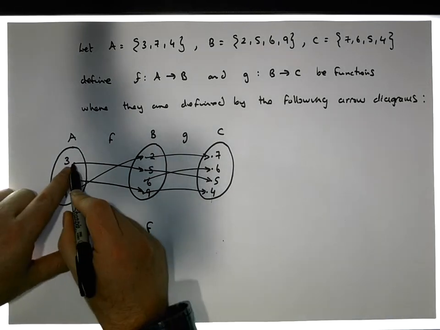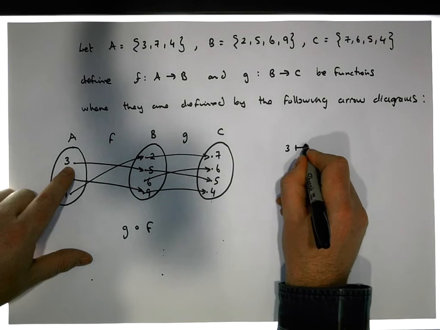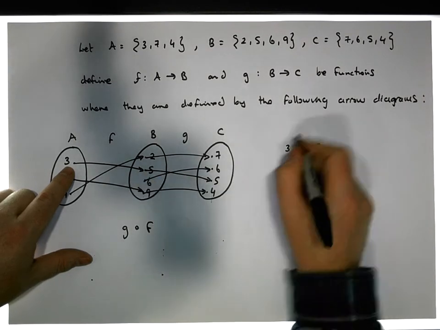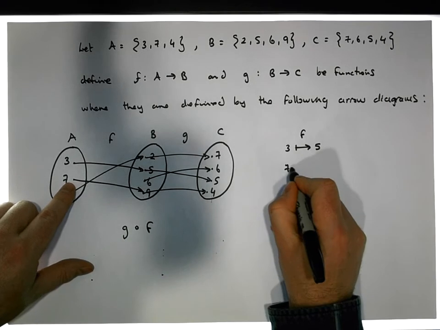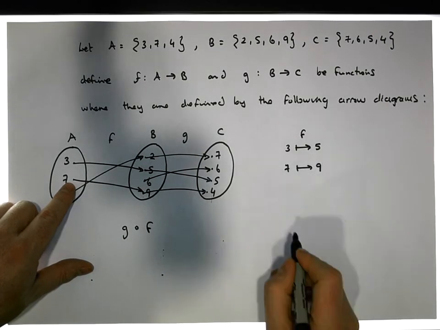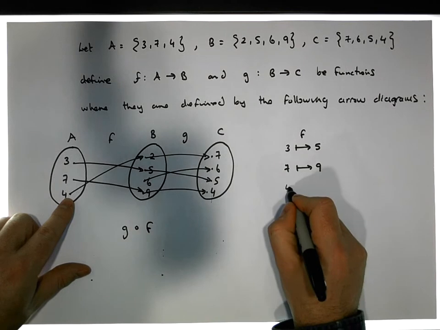3 is taken to 5. So for the function f, we have 3 is taken to 5. What we also have is 7 is taken to 9, and 4 is taken to 2.